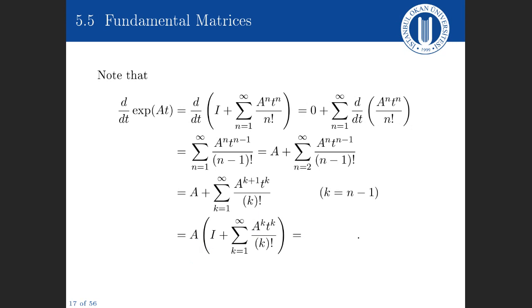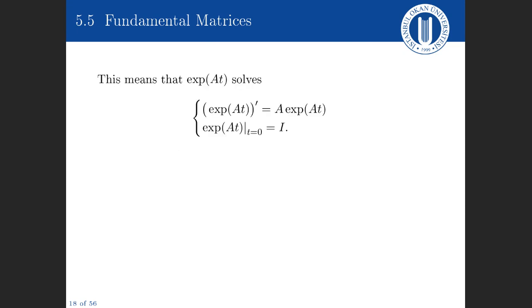But what's this in the bracket? This is exactly what we started with: I plus a sum from 1 to infinity, A to the power k, t to the power k over k factorial. So we actually have A multiplied by the exponential of At. Using this formula with a matrix A instead of a number A, it still works. Still, the derivative of e to the power At is A e to the power At.